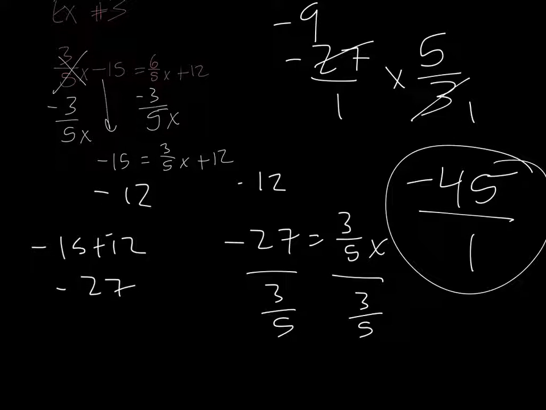And if you don't know how to do this cross simplification piece, that's fine too, because if you did your multiplication straight across, 27 times 5, 1 times 3, you would have gotten this answer after you reduced. So now my final answer is x is equal to negative 45.